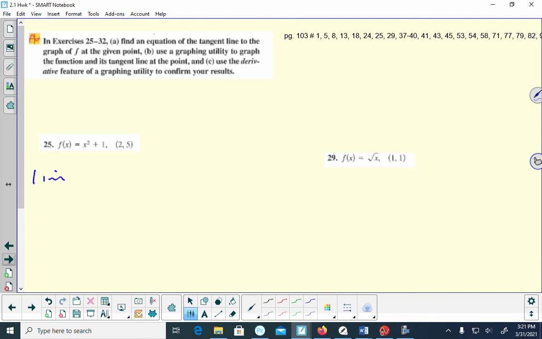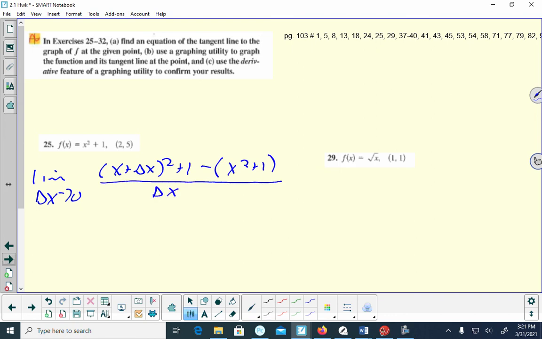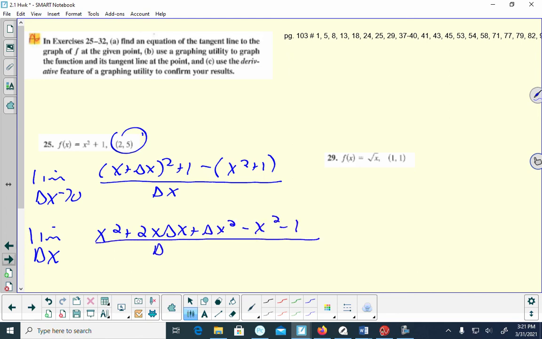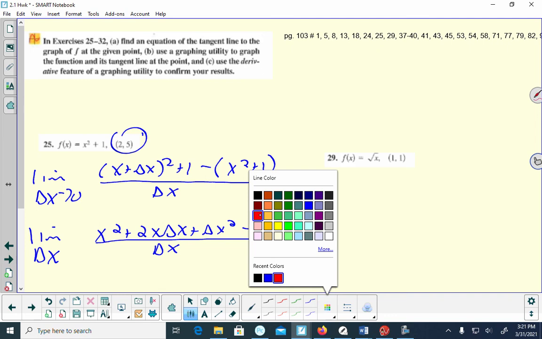So I'm going to take the limit as delta x approaches 0 of x plus delta x squared plus 1 minus f of x all over delta x. I'm going to use this 25 later. I did not forget about that. I'm not making a mistake. Then I am going to do x squared plus 2x delta x plus delta x squared, minus x squared minus 1. Now these will simplify.